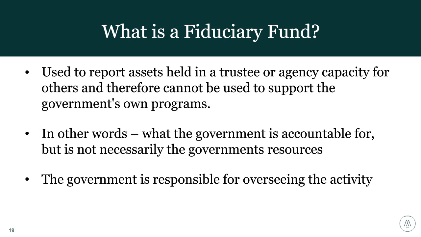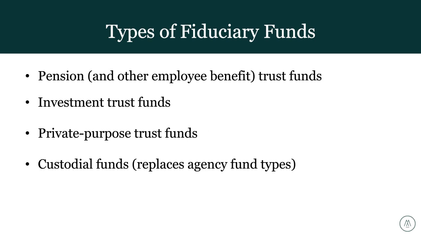There are four different types of fiduciary funds, and you see them listed here. A part of the benefit of GASB 84 is that GASB hasn't really defined fiduciary funds since the late 90s when GASB 34 came out. So they're now defined in GASB 84. And for each of the categories you see here, that activity is required to be presented as a column in the financial statements and requires separate disclosures as to what they account for.